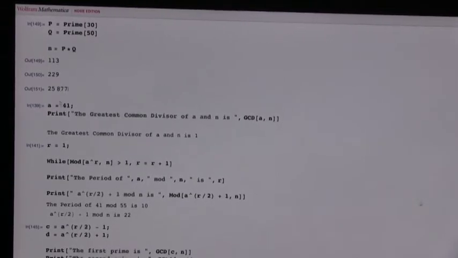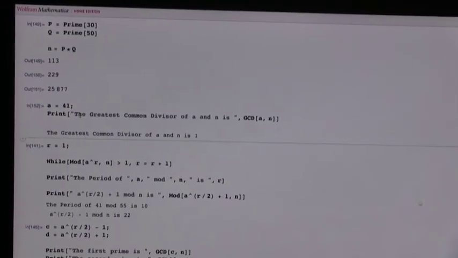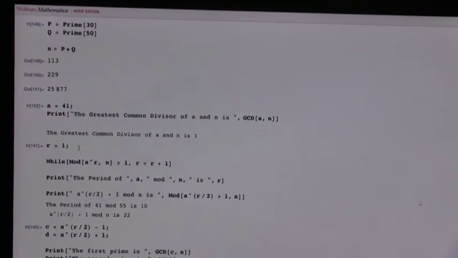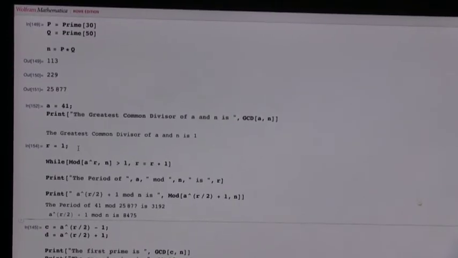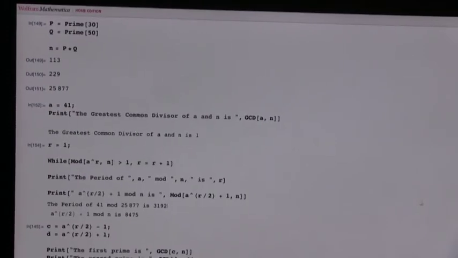No. Okay, so maybe we can use the same a here. The greatest common divisor of 41 and 25,877 is indeed 1. That's good. Let's see if we can find the period. The period of 41 mod 25,877 is 3,192. We wouldn't have been able to find that at all. It takes 3,192 times through for it to repeat itself.